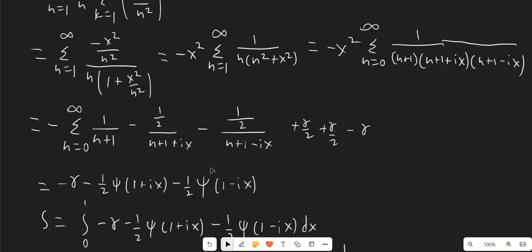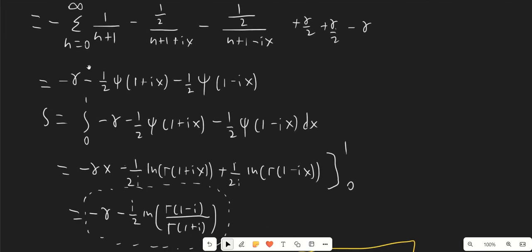The reason we do this is that now if we take half of this term, and then this gamma right here, we actually get negative 1 half digamma of 1 plus ix. And again, if we take half of this term, and then this gamma over 2, we get negative 1 half digamma of 1 minus ix. So we just reorganized everything back into a sum of digamma functions. And then we also have this leftover gamma right here. So we end up having negative gamma minus 1 half digamma 1 plus ix minus 1 half digamma 1 minus ix. So now we just need to integrate it from 0 to 1.